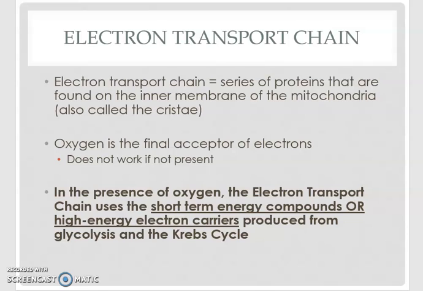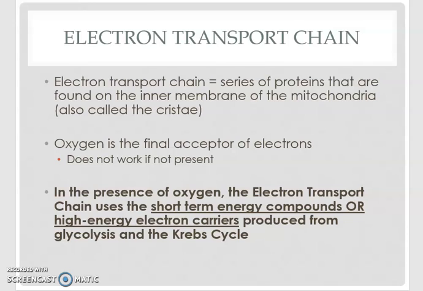The electron transport chain will only work if oxygen is present because oxygen is the final acceptor of electrons for the electron transport chain. So if oxygen isn't there, then it gets backlogged essentially, and so the electrons can't continue moving, and so the electron transport chain stops, and then ATP is not being produced as quickly as it should be.